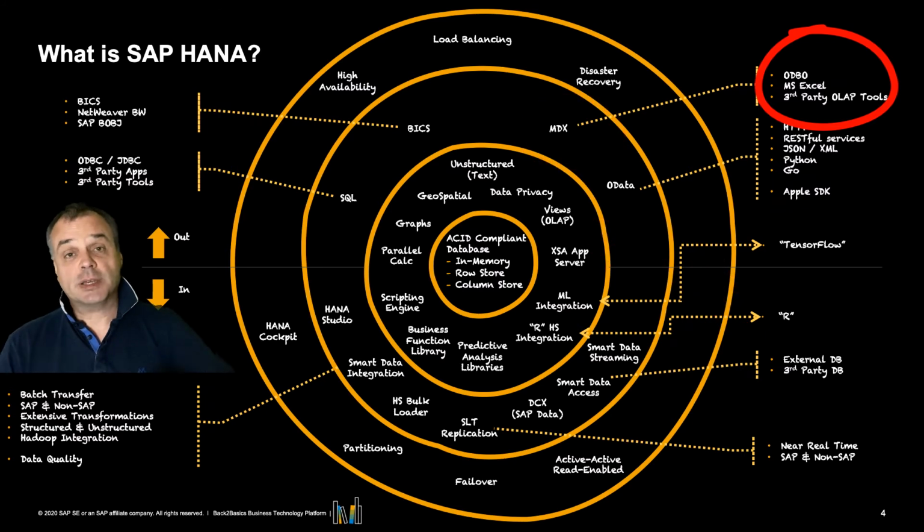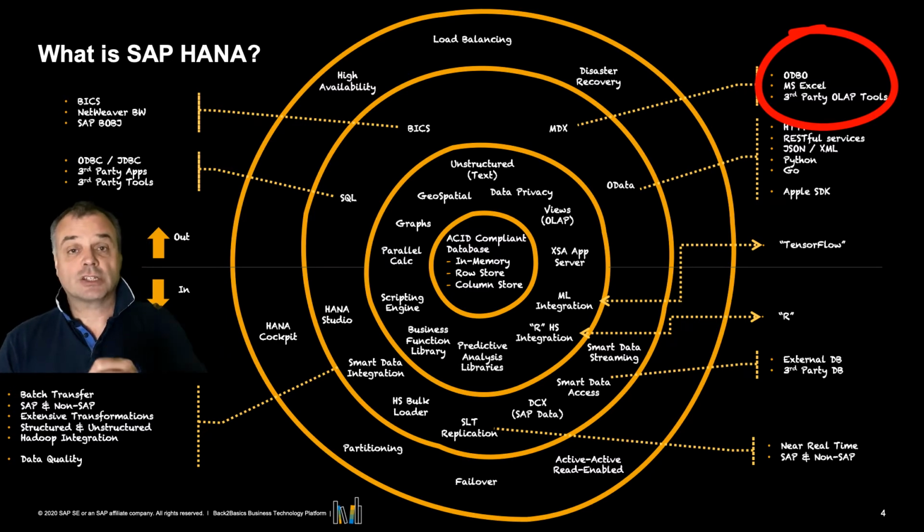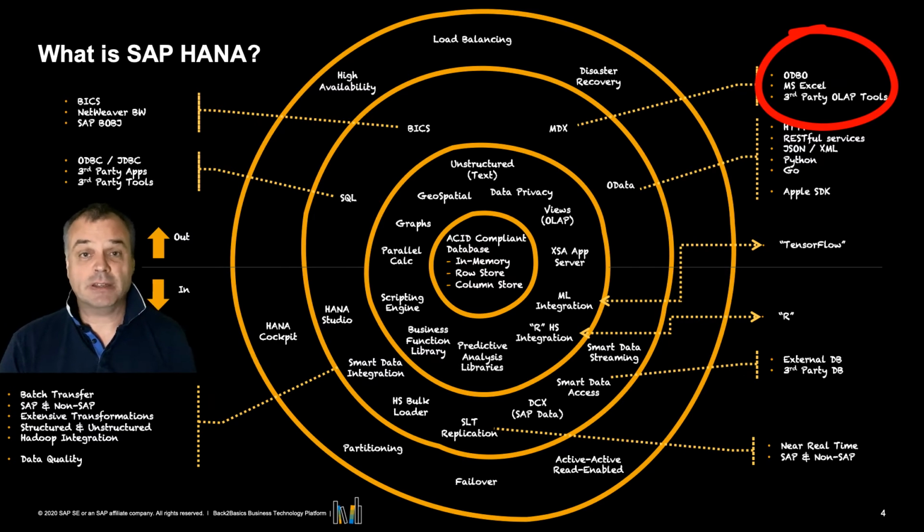This is where SAP says we bring OLTP and OLAP together. OLTP stands for Online Transactional Process, and OLAP stands for Online Analytical Process. So that's a big advantage.